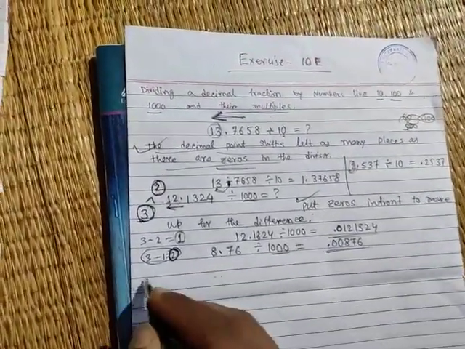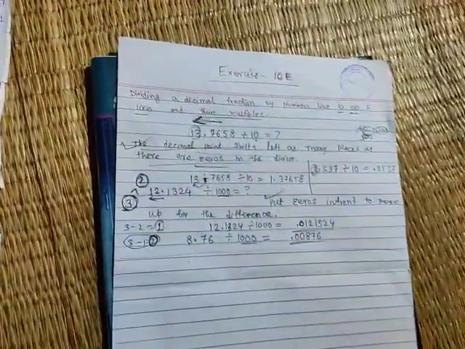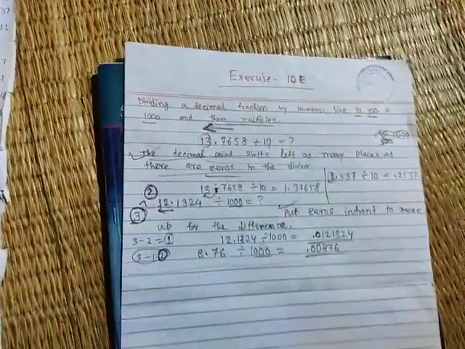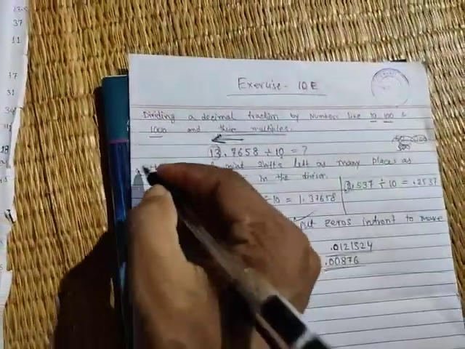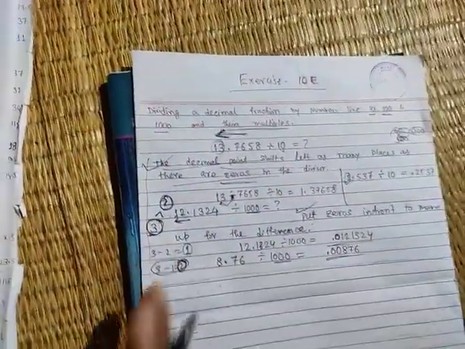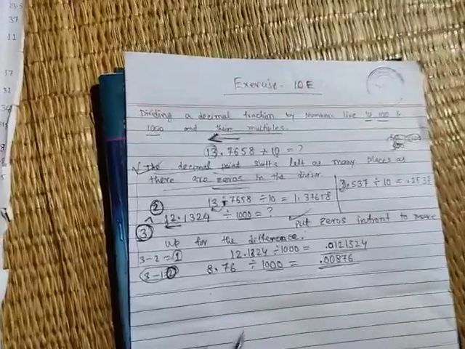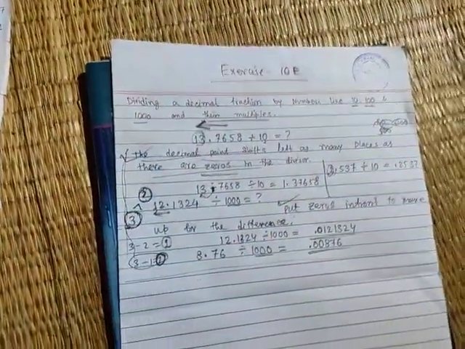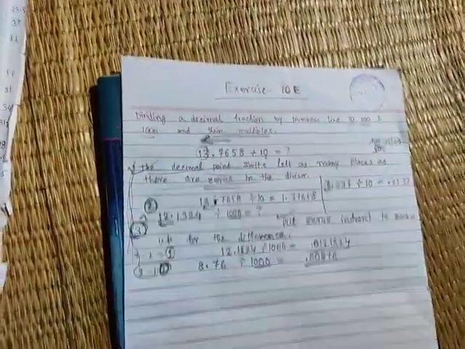Okay. Next, these are the processes for 10, 100, 1000, this kind of numbers. That means not for the multiples. For the multiples, what will you do? This is a very easy process. Actually, this is the combination of two processes, I mean exercise 10D and exercise 10E. Combination of exercise 10D and this method.